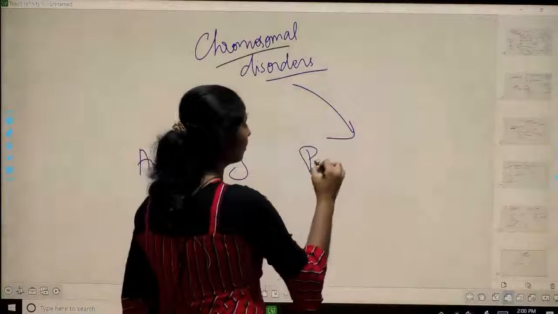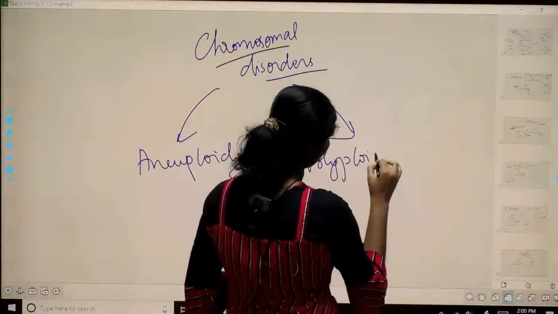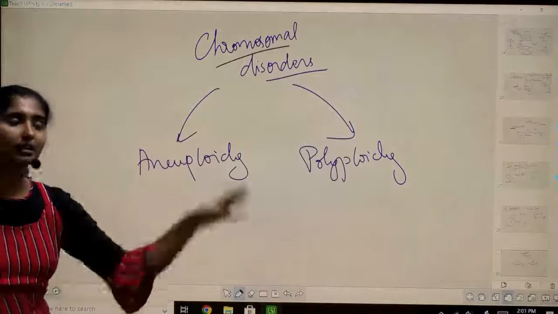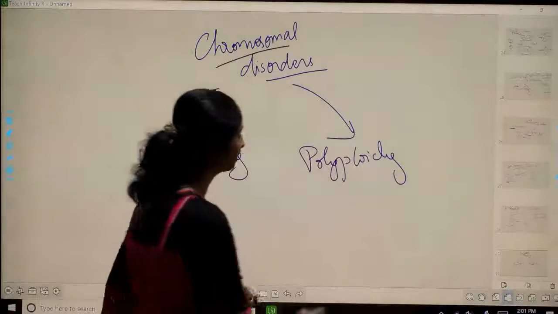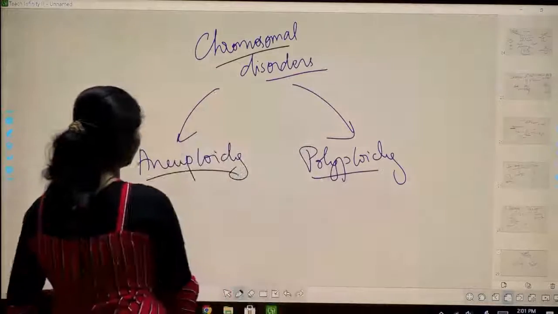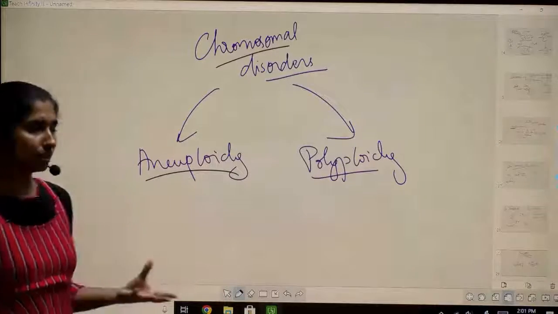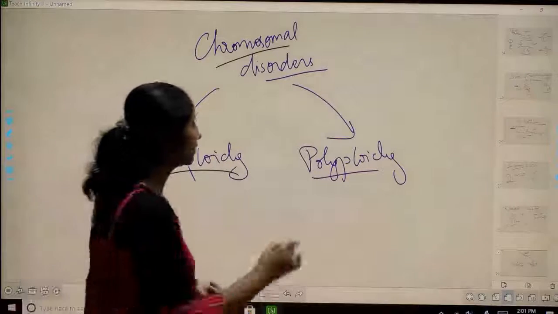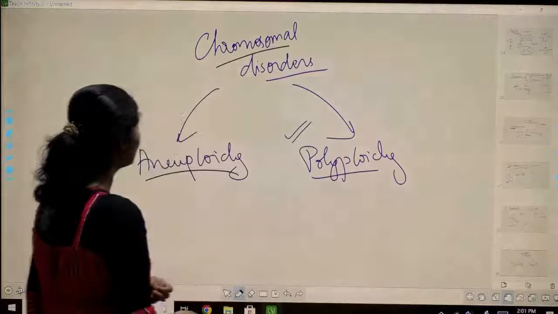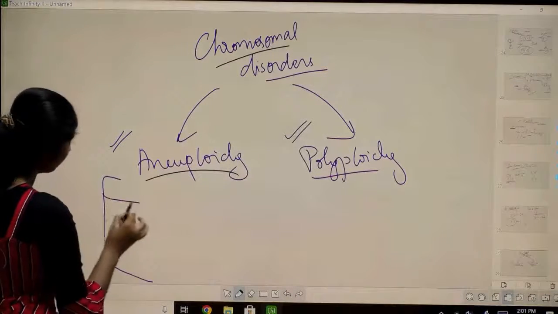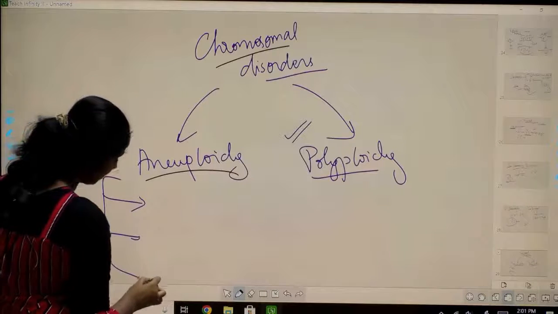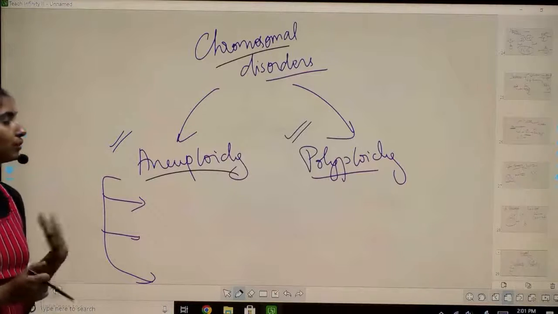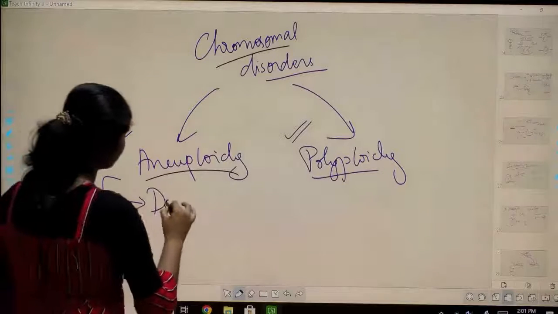Then we have polyploidy. Polyploidy occurs when a whole set is either added to or deleted from the genome of the gamete. So either we can have polyploidy or aneuploidy. The disorders that we see in humans are a result of aneuploidy. In plants, polyploidy is commonly seen. In aneuploidy, we have autosomal as well as sex chromosomes affected. The first disorder that we study under this is Down syndrome.